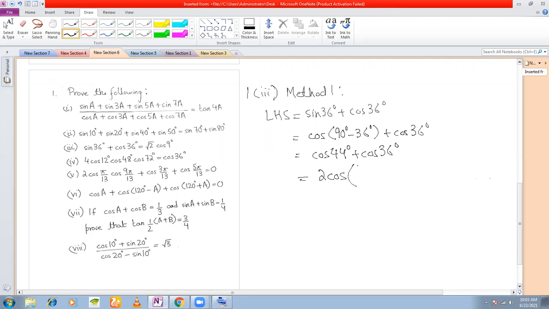2 cos C plus D by 2 cos C minus D by 2, which is equal to 2 cos. This is 54 plus 36 should give you a 90. This is 45 degree. 90 divided by 2. And this is cos of 54 minus 36. Right?